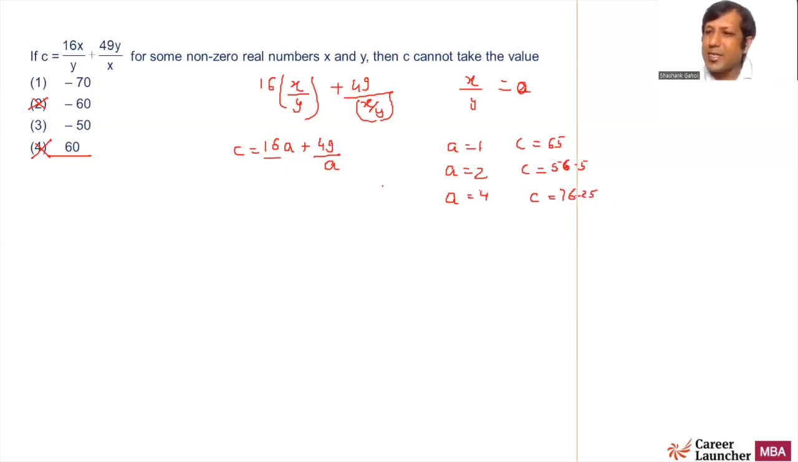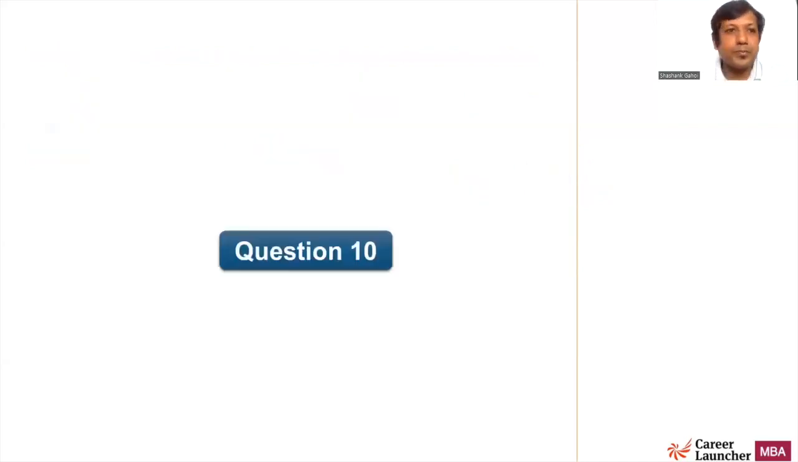So basically somewhere down the line, I am getting 65, I'm getting 56.5, then I'm getting 76.25. So somewhere down the line, I'm also getting a value of 70. If I put negative, I will also be getting the value of -70. So -70 is also an achievable value. So this option is also eliminated. So I'm left with only one choice. That's going to be -50. And that's the answer of this question.